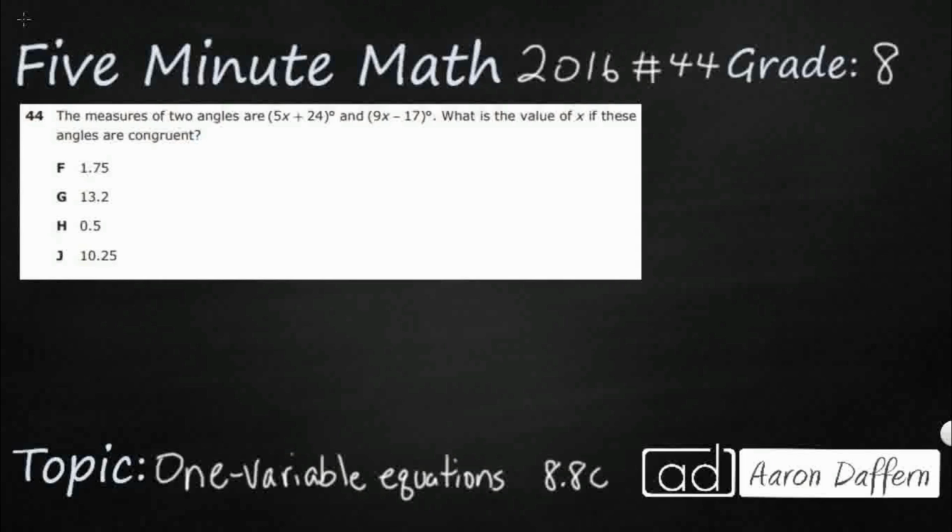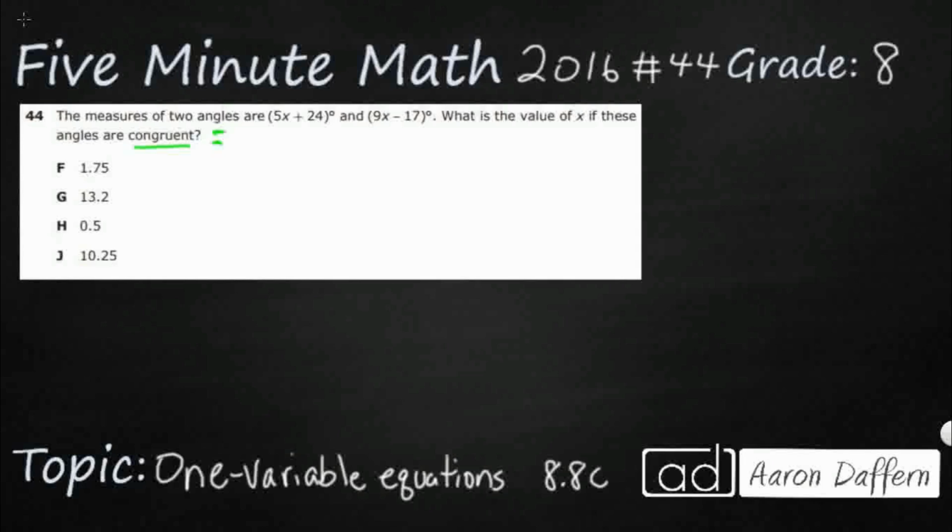So we have the measures of two angles: 5x plus 24 degrees and 9x minus 17 degrees. What is the value of these angles if they are congruent? That's a little bit of a trick, just because we have to know what the word congruent means. Congruent means equal, same size, same shape.